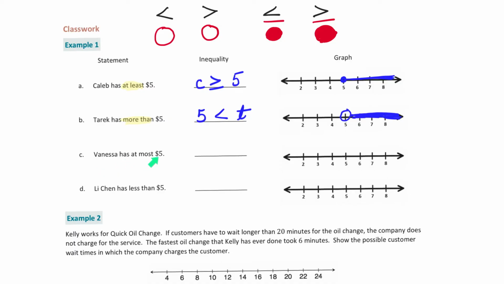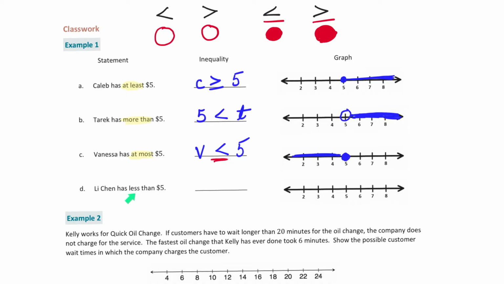Vanessa has at most $5. Your keywords here are the words at most. At most $5 means that the answer is included. So we're going to go back and look at 5. The answer is included, but since it's at most, we have to go to the smaller numbers. So Vanessa might have $4, might have $3, but not more than $5. Let's look at the next one.